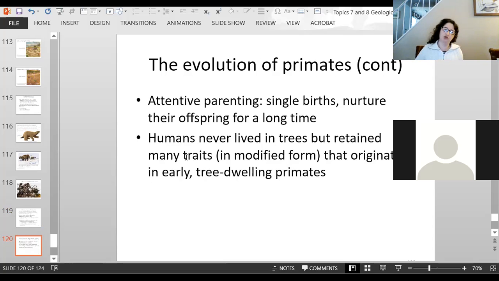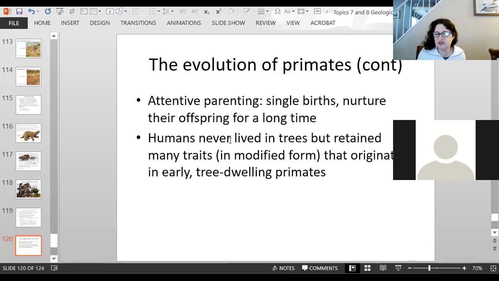Also, primates will nurture their offspring for a long time. If you go to the zoo, you'll see the moms have babies hanging off of them. It's because they're taking care of the babies for a long period of time. Humans do that too. You can't just leave a 1-year-old or a 2-year-old to run around and do whatever. They need help doing a lot of stuff. So that's a primate thing.